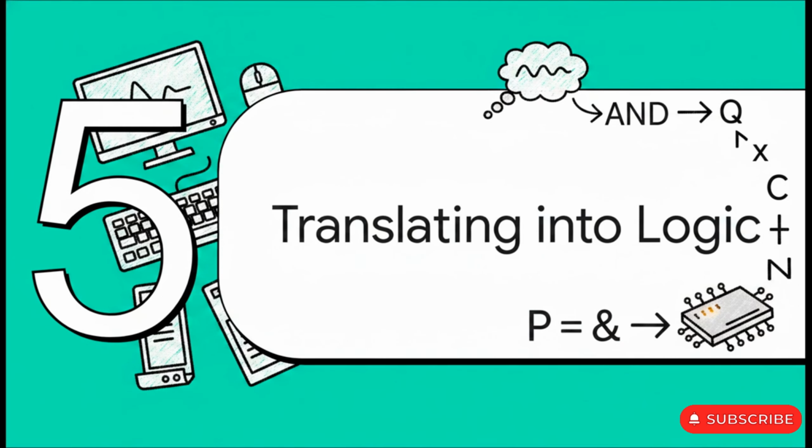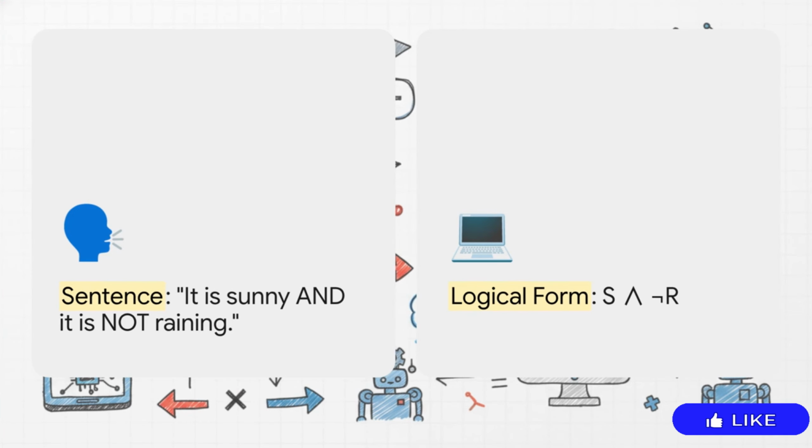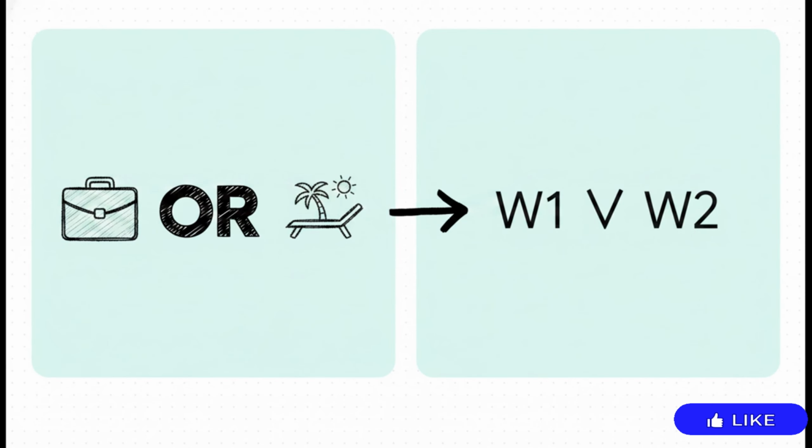Okay, so we've learned the alphabet and some of the basic grammar. Now for the fun part. Let's actually put on our translator hats and turn some everyday English into the precise language of logic. Let's start with, it is sunny and it is not raining. We can assign S to sunny and R to raining. The word not gets its own special symbol, that little sideways L, which we call a negation. So the sentence just becomes S and not R. Easy enough? How about this one? Either it is a weekday or it is the weekend. Well, that word or is our big flashing sign, isn't it? We just assign a variable to each part, and it becomes W1 or W2.